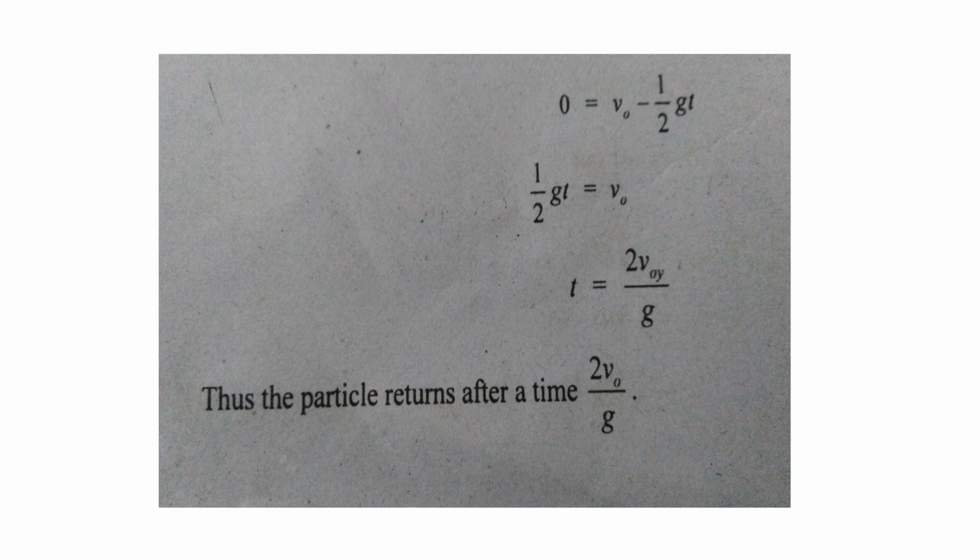When the object travels in the vertical direction from the ground upward, the time is v naught by g, and when it comes from the height to the ground, that is also v naught over g. So the total time covered by the object from the start to the end is t equal to 2 v naught over g. Thus, the particle returns at the time 2 v naught over g, double the time covered for the upward motion.